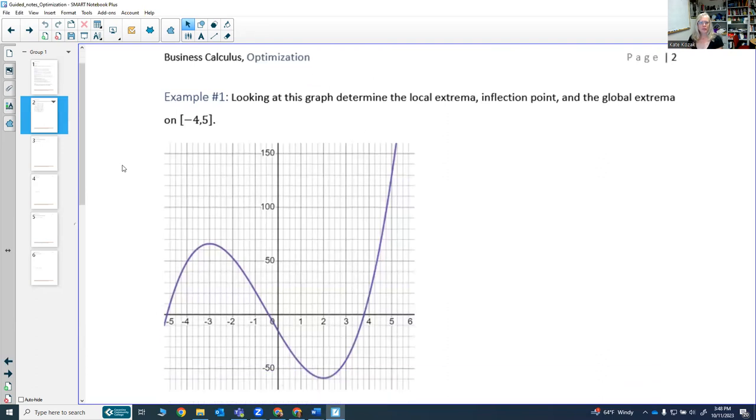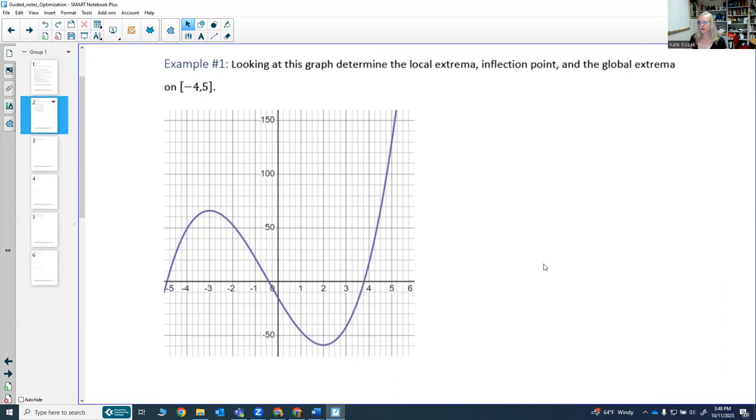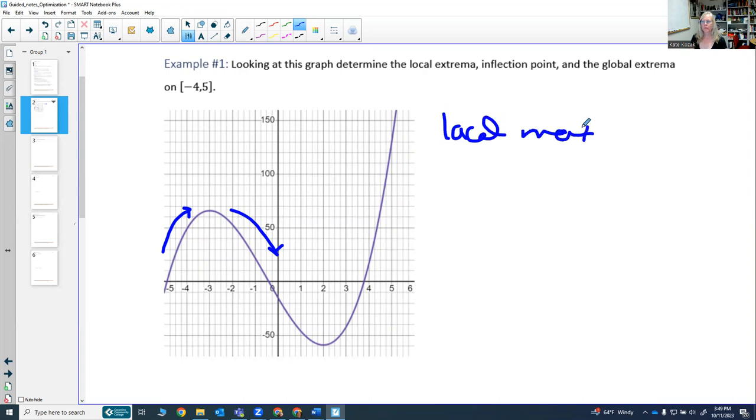Example number one: looking at this graph, determine the local extrema, the inflection point, and the global extrema for x on negative 4 to 5. So the local maximum appears to be at x equals negative 3, since the graph is increasing to negative 3, and then it's decreasing from x equals negative 3. The local maximum is approximately f of negative 3 equals 65.